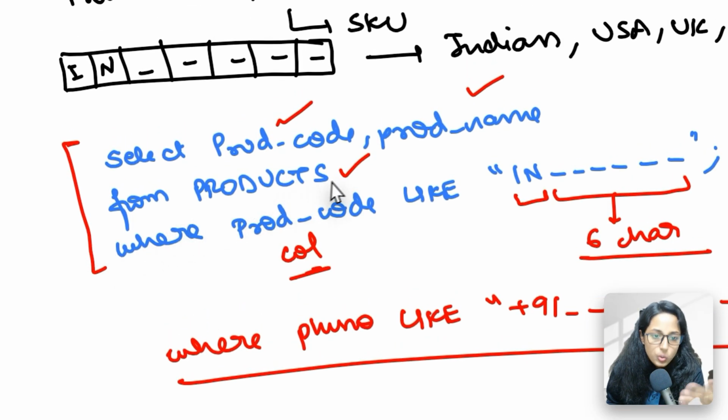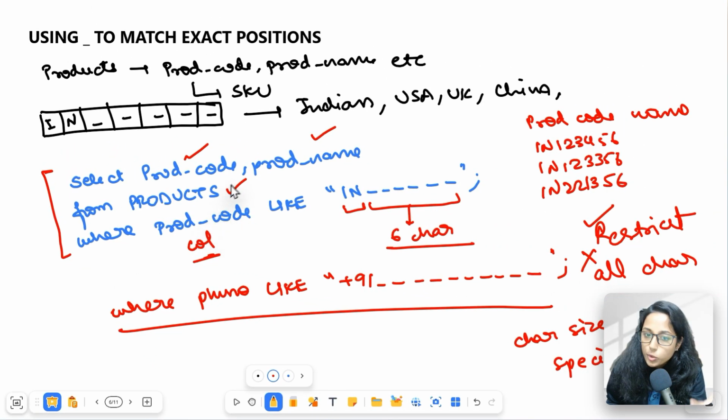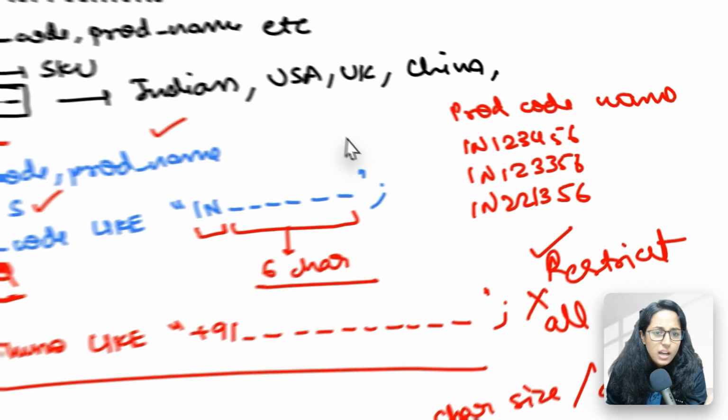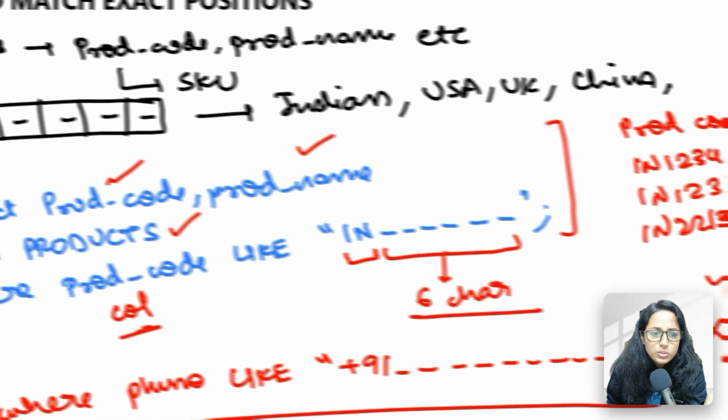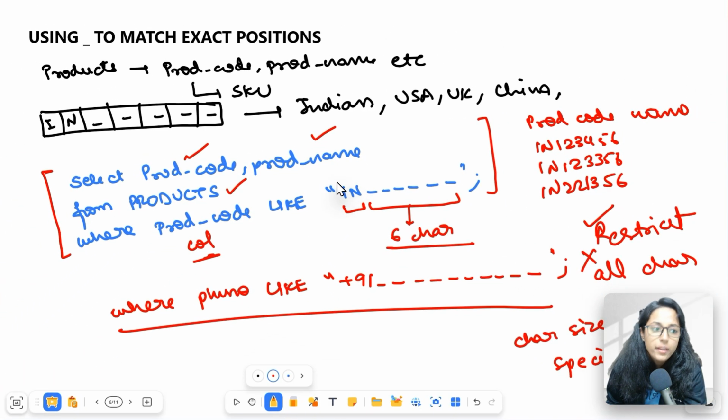When we write the query, we will see how the output actually looks. But this is a high-level overview of the syntax of writing the query when you are trying to use the underscore for the like pattern matching keyword. Okay, I hope this is understood by you.